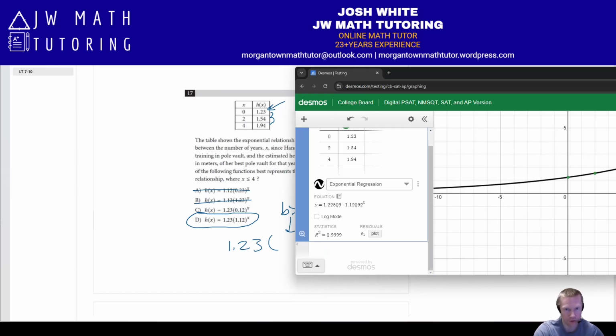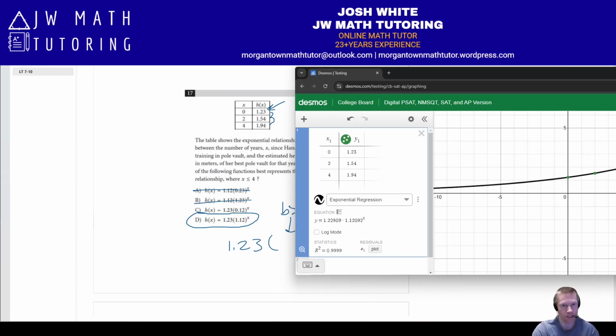It's 1.22809 times 1.12092 to the x. So notice it isn't exact. It's not 1.23 and 1.12. That's most likely because these y values technically have been rounded. The actual exact numbers probably have more decimal places, but they just rounded it off for this problem. But you can clearly see the only one that is close to the values we get here is, again, answer choice D.